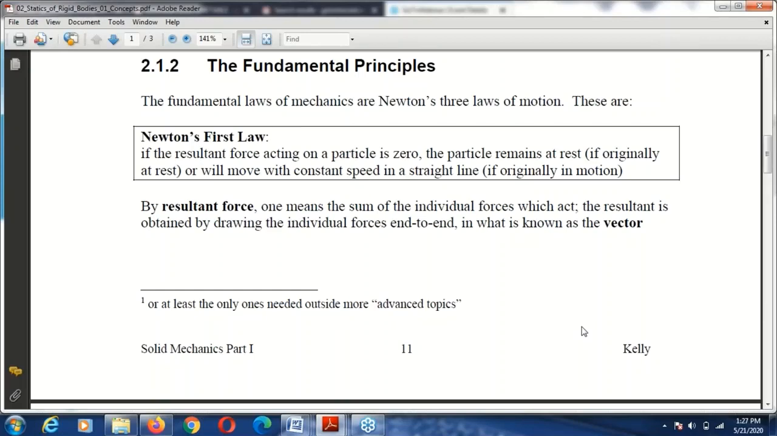Any two bodies of matter attract each other with a force which is directly proportional to the product of their masses, and inversely proportional to the square of their distance apart.